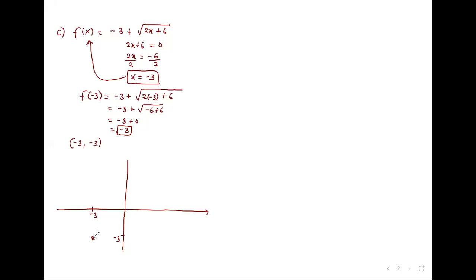This graph is type 1 because the inside is positive and the outside is positive, meaning that it's going to go to the right. So where there's x, we place 0. We'll have f of 0 is -3 plus root 6. Root 9 is 3, root 4 is 2, so root 6 is 2 point something. So this number is negative. So this graph is going to go like this, crossing at -3 plus root 6.